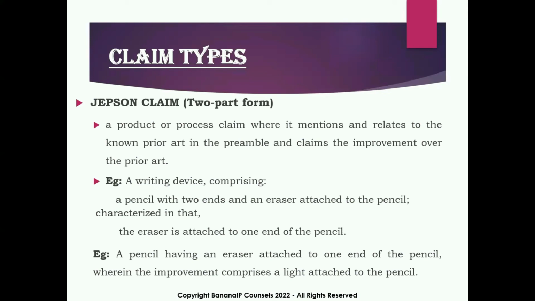So if we use the words characterized in that, we're admitting whatever is before the term characterized in that is already known, and whatever is after characterized in that is something that is new. So these type of claims are called a two-part form. There is an example which is a pencil having an eraser attached to one end of the pencil, wherein the improvement comprises a light attached to the pencil. So here we are claiming an improvement over the prior art, and that improvement is a light being attached to the pencil. So this type of claim is called a Jepson claim or a two-part form.